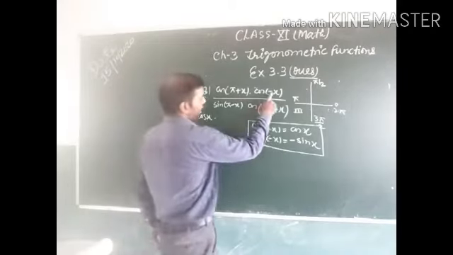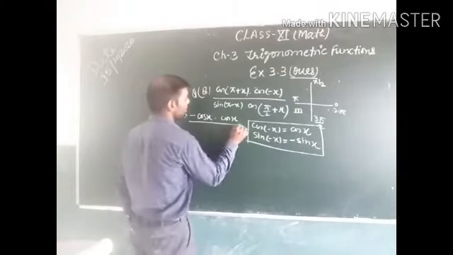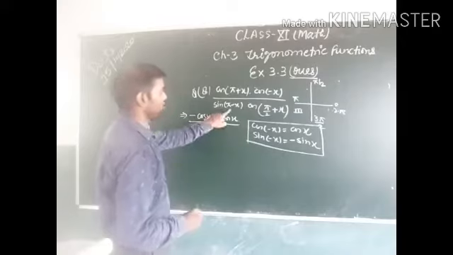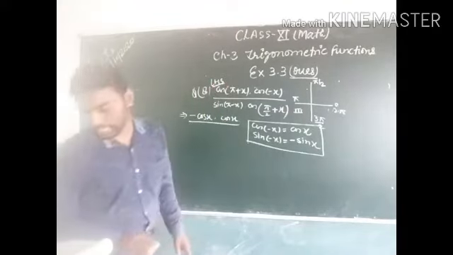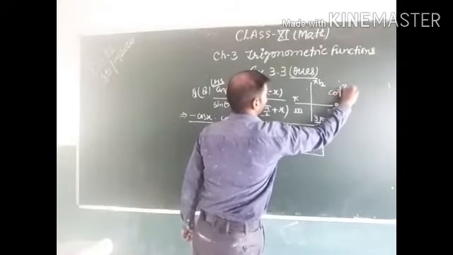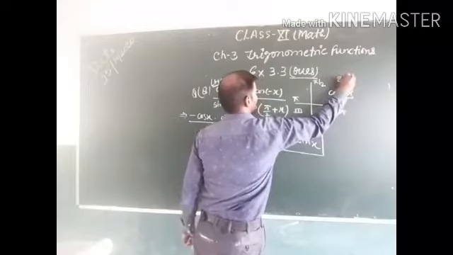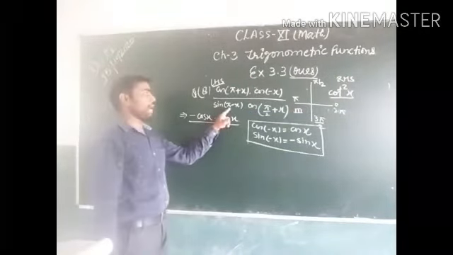Into cos minus x, which is cos x, upon sin pi minus x. This is the left hand side, and the right hand side is cot square x. So this is minus cos x into cos x upon sin pi minus x.